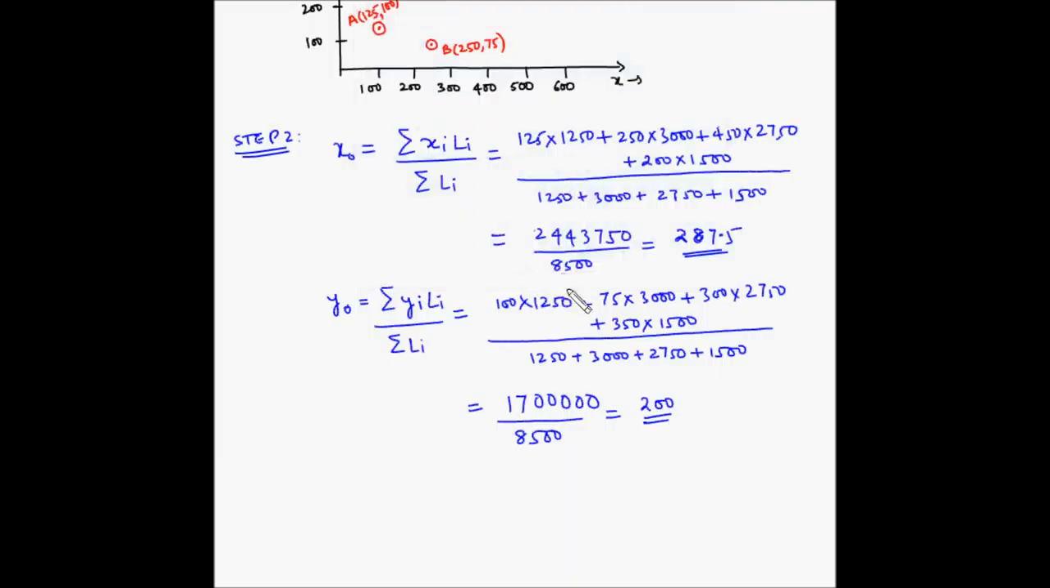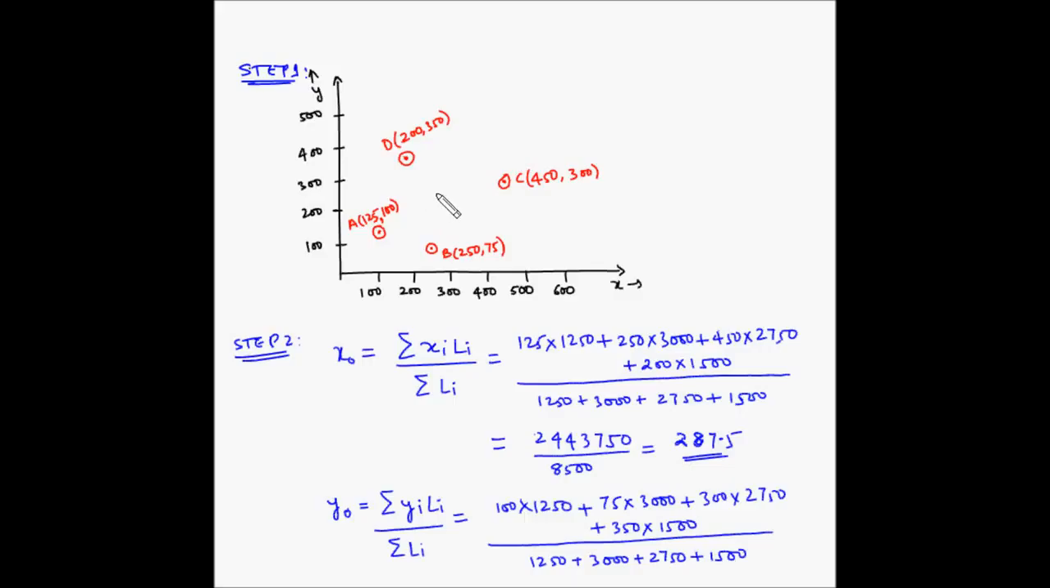So let us locate this new facility on the grid map. 287.5, which is the x coordinate, will be somewhere here, and the y coordinate, which is 200, will be somewhere here. So this will be somewhere around here. This is the new facility with coordinates 287.5 and 200.